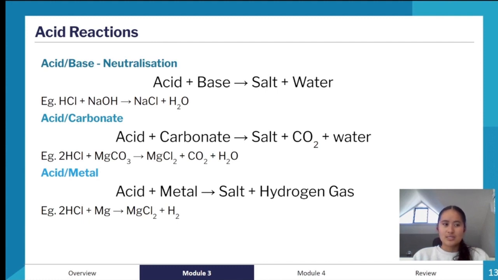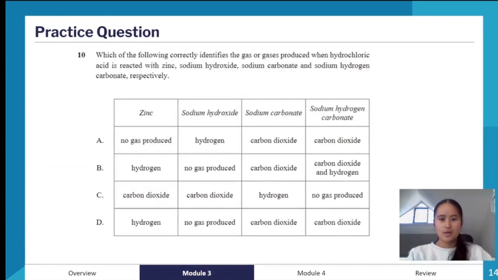For hydrogen gas, it's the pop test, so stick a flame in and there should be a popping sound, and for carbon dioxide you've got the lime water test, so it turns milky if there's carbon dioxide. So that's a way to differentiate them if you ever need to. So those are the acid reactions, and so yeah, this is a practice question that I think is very good.